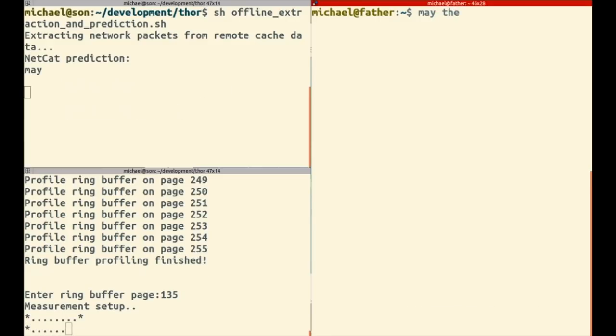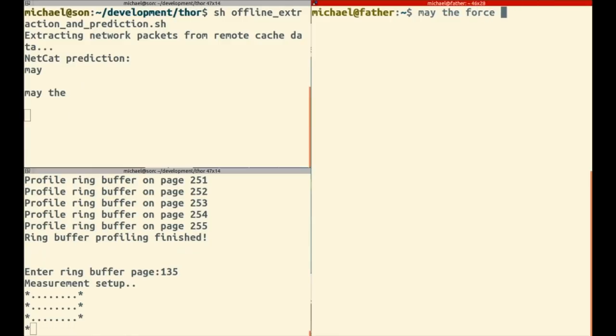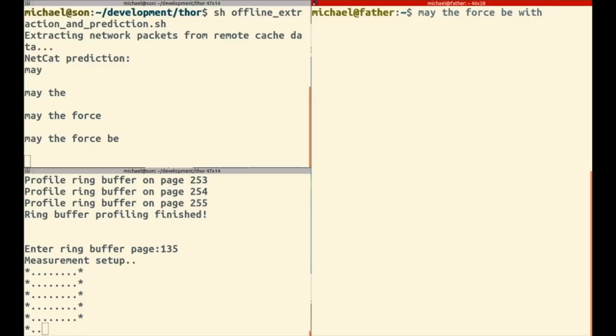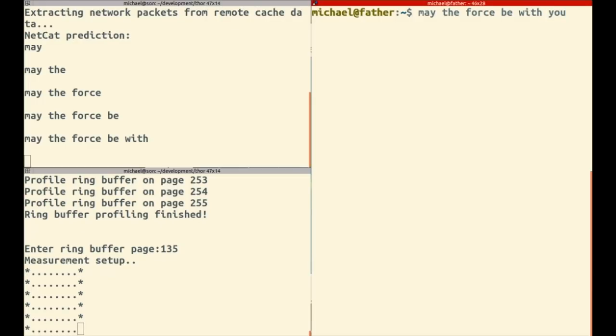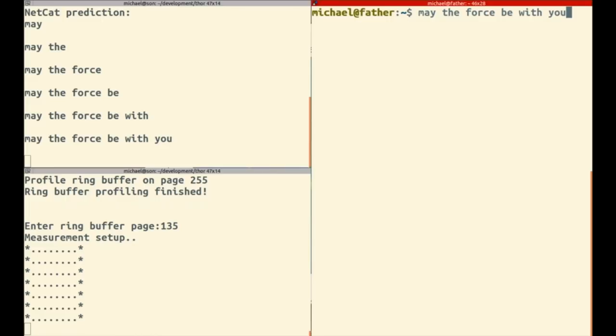And as this pipeline takes a bit to process these words and to predict the right thing, you will shortly see, slowly, the words popping up in the correct, hopefully the correct order. And as you can see, we can correctly guess the right words over the network by just sending network packets to the same server, and with that, getting out the crucial information of when such SSH packets arrived.